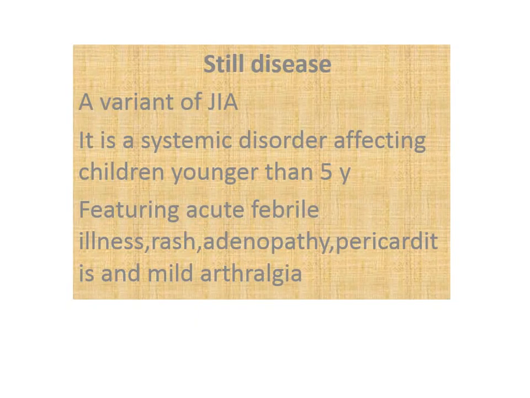Another entity, which is a special variant of juvenile rheumatoid arthritis, is called Still disease. It is similar to juvenile arthritis, but affects children younger than 5 years with other systemic symptoms like fever, rash, adenopathy, pericarditis, and mild arthralgia. So later, when the patient is not caught by the physician, he will develop juvenile rheumatoid arthritis, with the typical features when he grows.